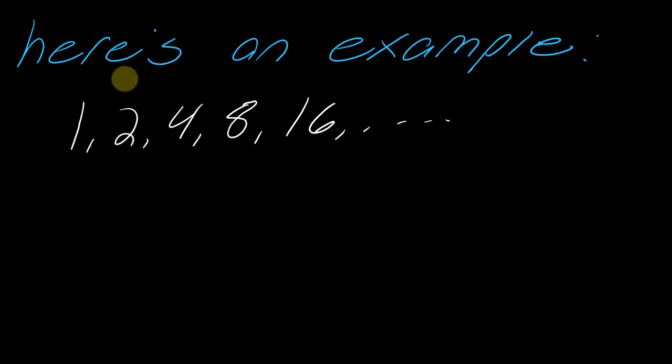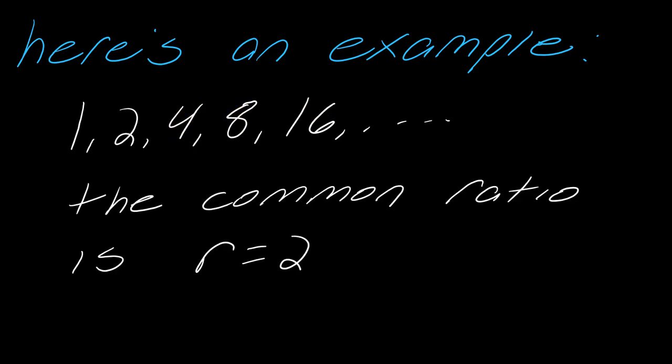Let's say I have the sequence 1, 2, 4, 8, 16. Check it out: 1 times 2 is 2, 2 times 2 is 4, 4 times 2 is 8, 8 times 2 is 16. So in this case, the common ratio would indeed be 2.